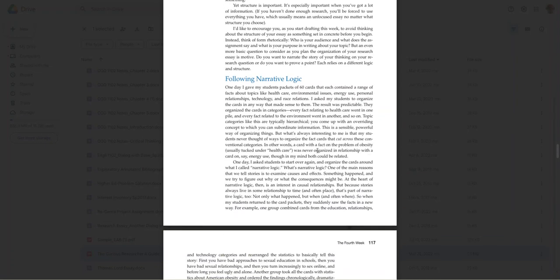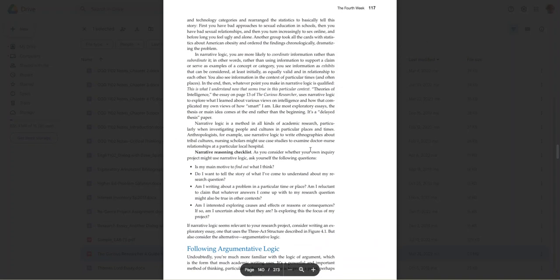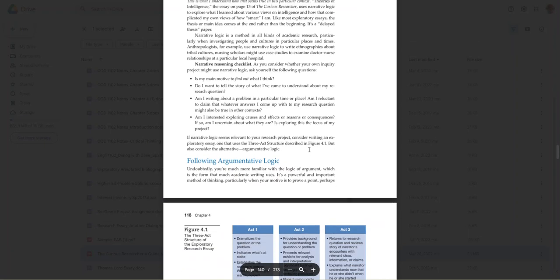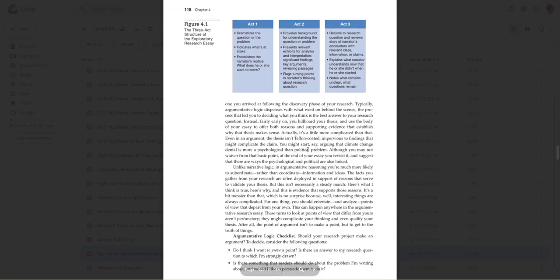He talks about narrative logic as an interesting read here and how to put together your essay draft, something along the lines that depends upon your experience with the topic, and then the argumentative logic, which is pretty straightforward, right?